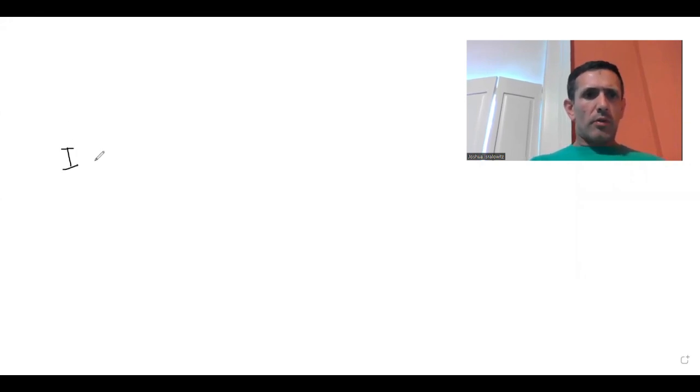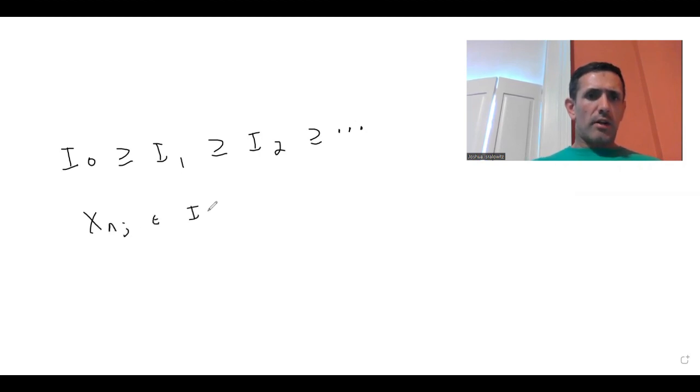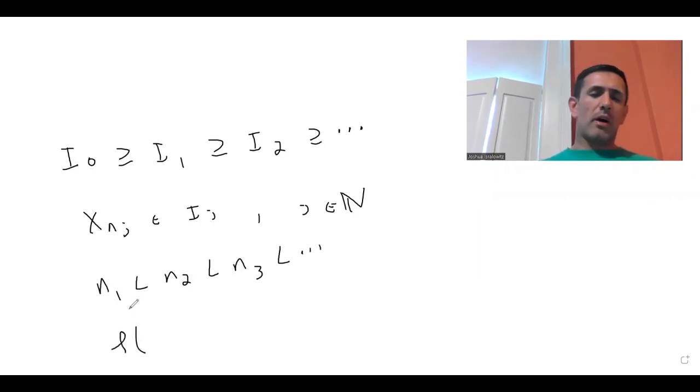So what do we have? We have closed, nested intervals I_0, I_1, etc. We have an element x_{n_j} in each I_j. This is a subsequence: n_1 is less than n_2, etc. We keep subdividing the prior interval to get the new interval. We're dividing by half, so just like before, for each j, the length is going to be 1 over 2^j times 2m.